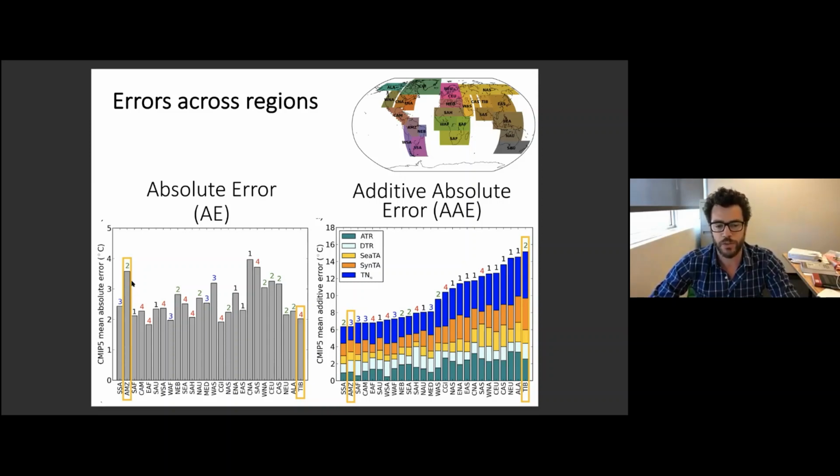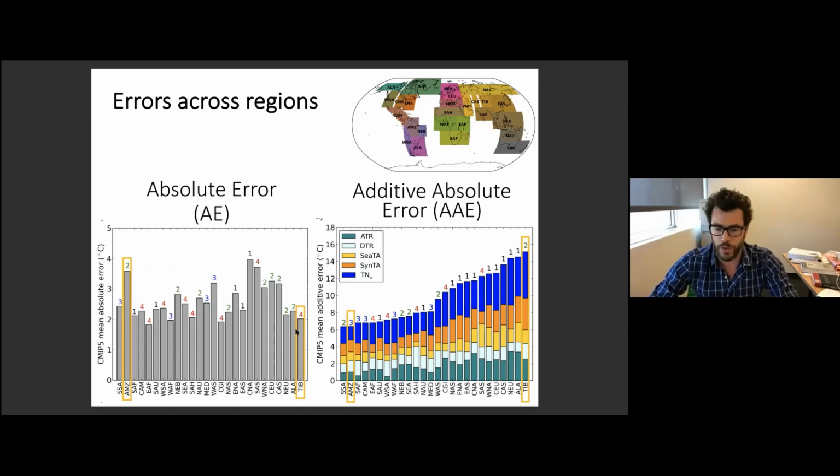It has an absolute error that is relatively large, one of the largest, on the order of 3.5 degrees. However, it has one of the lowest additive absolute errors. In fact, if you look at this, the additive absolute errors are relatively low for regions that are close to the tropics, and they get much larger for extratropics or high latitude regions. The reason being that the variability and the chances of getting those regions in extratropics or high latitudes wrong are much higher.